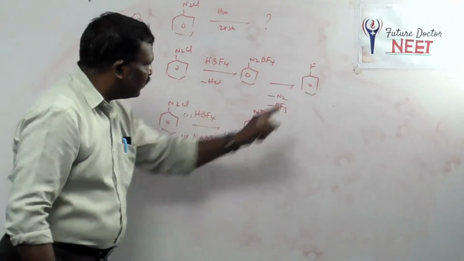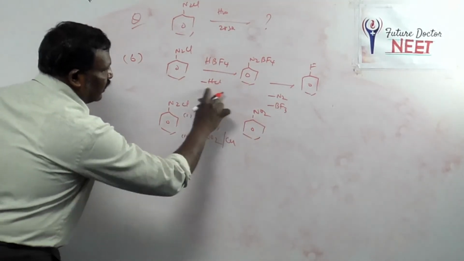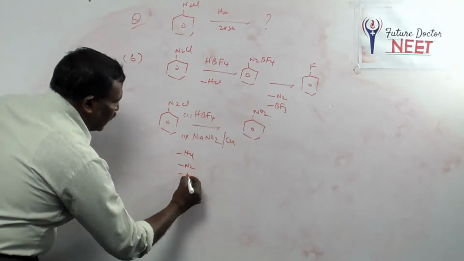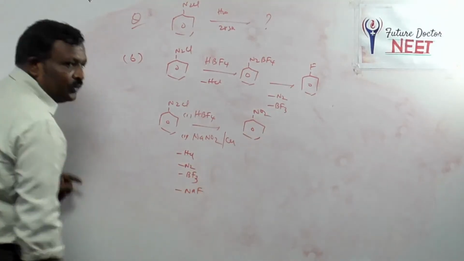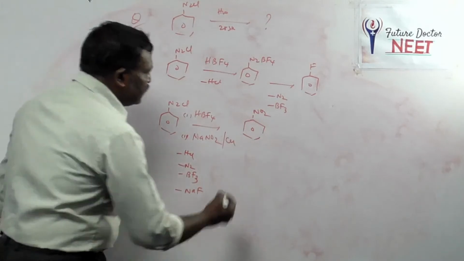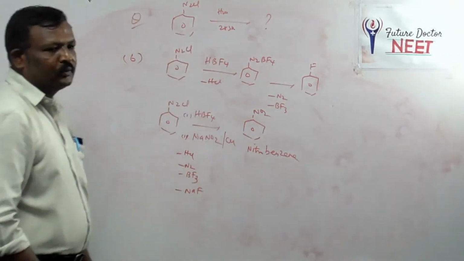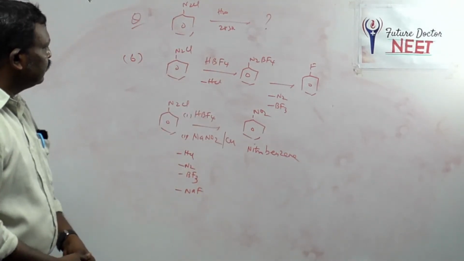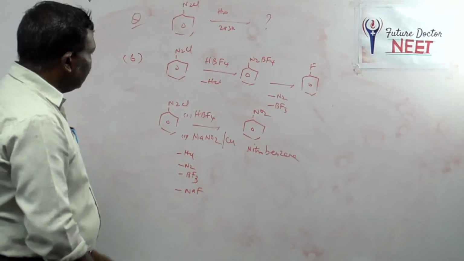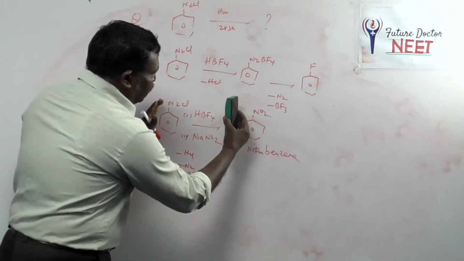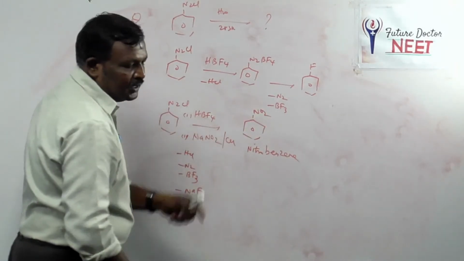If you add this reagent, the products removed are minus HCl, minus N2, minus BF3, minus NaF. Now we are getting nitrobenzene. Understood? Right, fast. Nitrobenzene. See, the question they will ask like this only: what's the product? Question mark, nitrobenzene. Study directly.